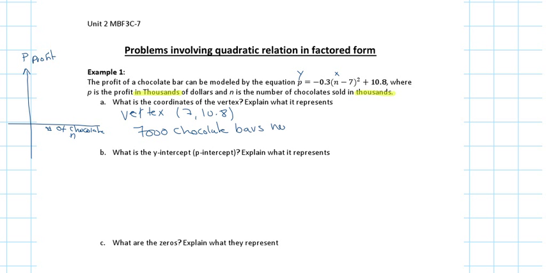So I know that 7,000 chocolate bars need to be sold to get a maximum profit of $10,800. Do we understand this?